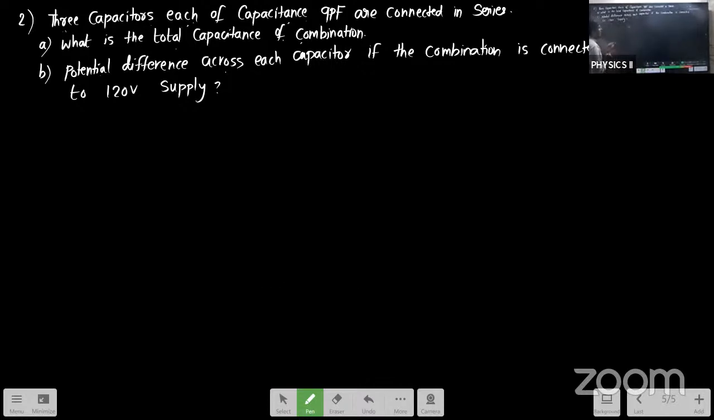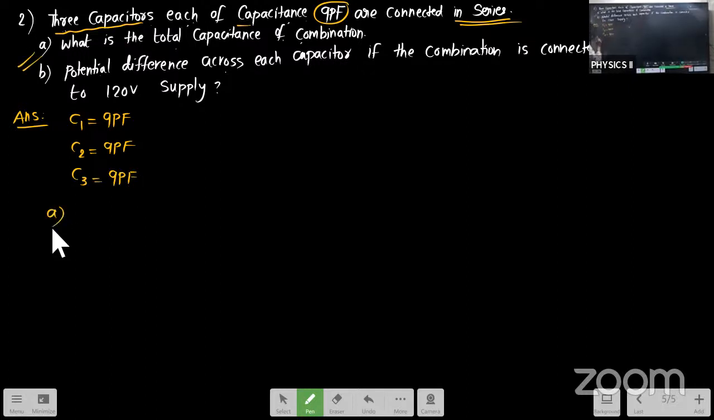Now let us solve this. Previously we did the problem based on parallel combination. Now we are getting the problem based on series combination. First of all, let us write down the given quantities. He is telling that there are three capacitors. All three capacitors have a capacitance of 9 picofarad. So I am writing capacitance C1 is equal to 9 picofarad, C2 is equal to 9 picofarad, and C3 is having a capacitance of 9 picofarad.